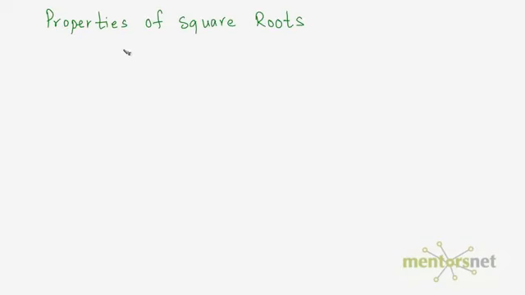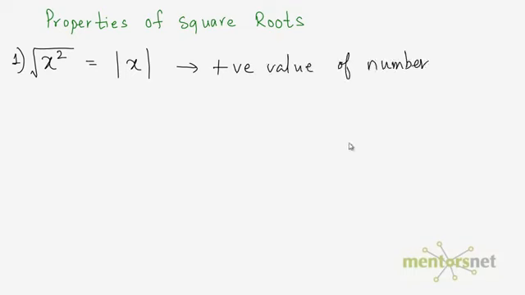With this, let us look at the various properties of square roots. So the first property is, if you have a number x, you square it and take the square root of the square of x, you get the mod of x, which means that if you take any number, square it and take the square root of it, you will get the positive value of that number.